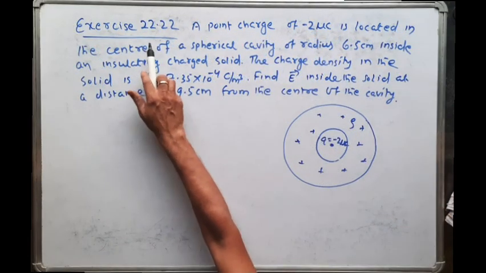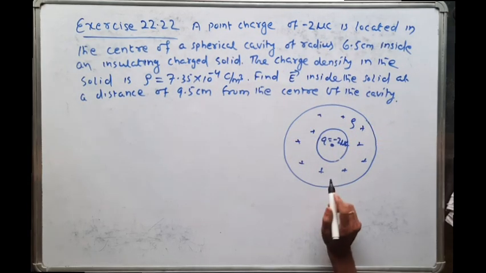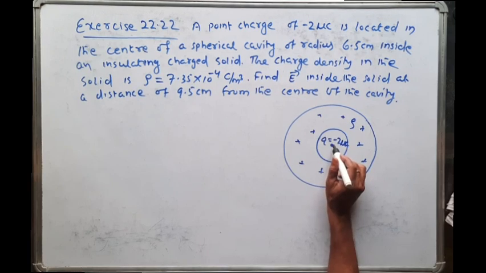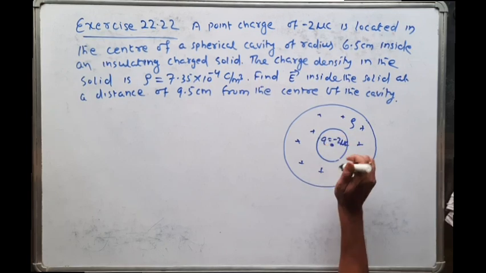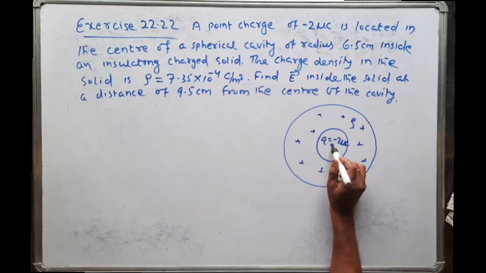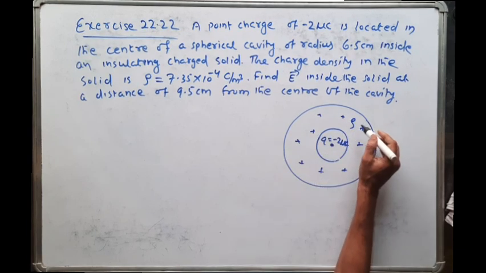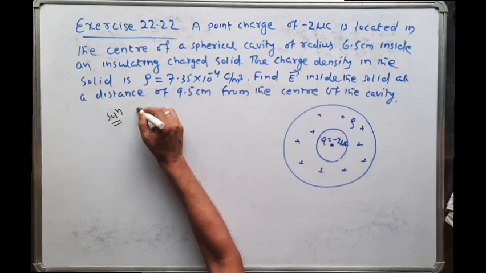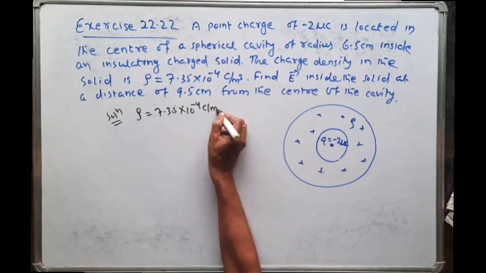So let us discuss exercise 22.22. Here the question is like this. A point charge of minus 2 microcoulomb is at the center of a spherical cavity. So this is a spherical cavity, and at the center there is a minus 2 microcoulomb charge. Around this cavity is the solid conductor, whose volumetric charge density rho is given as 7.35 into 10 power minus 4 coulomb per meter cube.